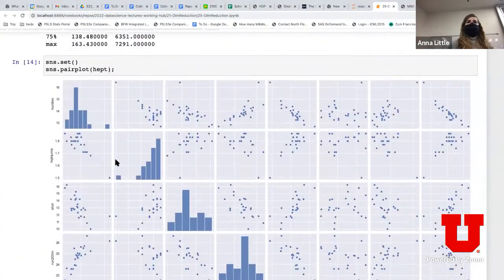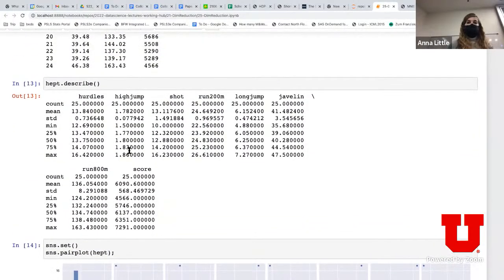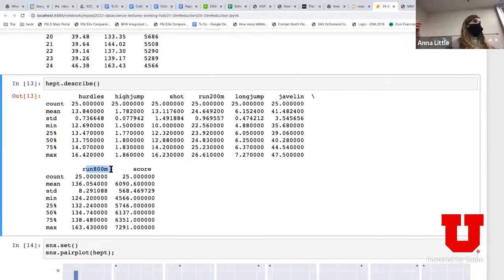I'm going to scroll back up here so we can take a look at what our different variables were and what their means were. Yeah, it'd be more variance in the ones which have a bigger range, which would disproportionately influence the component rank. Absolutely. If they're measured on different scales, you're going to see a lot of variance in the run 800 meters, just because it's measured on a larger scale, and also in the javelin throw, and not very high variances in the others.